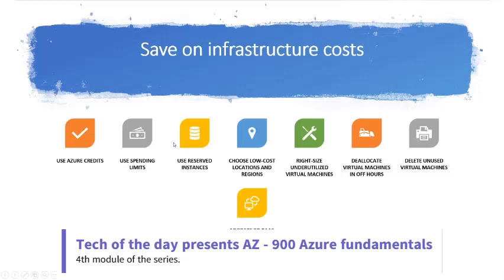And the third one is use reserved instances. If you have virtual machine workloads that are static and predictable, particularly ones that run non-stop all year long, using reserved instances is a fantastic way to potentially save up to 70 to 80% of the pay-as-you-go cost, depending on your virtual machine size. So you can save up to 80% if you use the reserved instance.